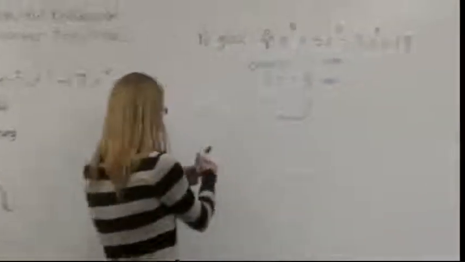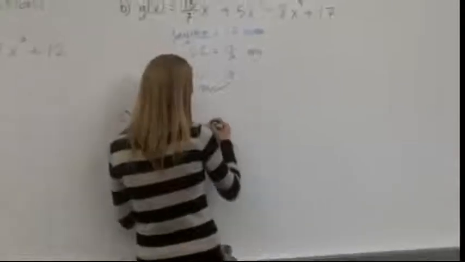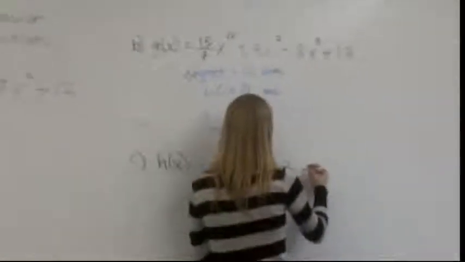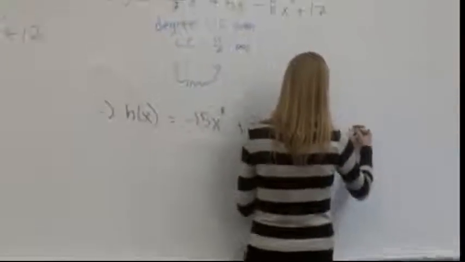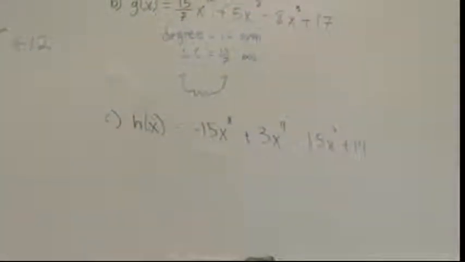That's it. All right, let me give you a part C. I'm going to call this h of x. And I'm going to make this negative 15x to the 8th plus 3x to the 9th minus 15x squared plus 14. Take a second, you guys do this all on your own. Don't compare with your neighbor.